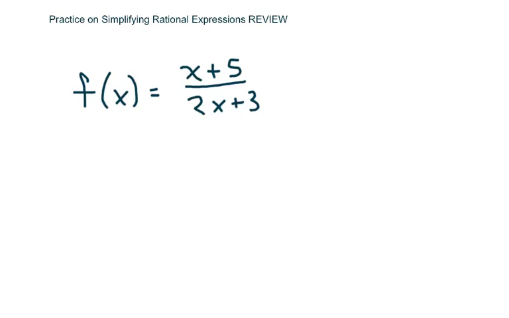Hi everyone, this is a practice on simplifying rational expressions. It's a review, and the main reason we want to simplify rational expressions a lot of times is to find the domain. So for example, this one's already simplified. And remember the domain, we want it to be all real numbers. So we're going to write all real numbers.